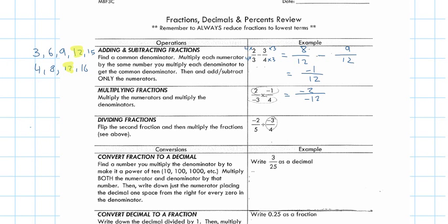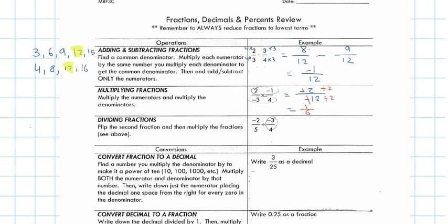Okay? What can you reduce both -2 and -12 to? What can you divide both of them by? By 2, right? -2 is divisible by 2, and -12 is divisible by 2. First thing is we're going to cancel the negative, okay? Because we know that a negative divided by a negative is positive. So if I divide this by 2 and I divide this by 2, that's going to be 1 over 6.